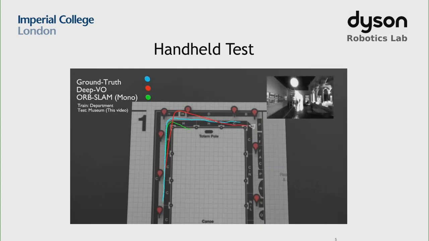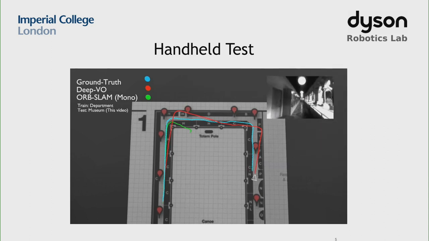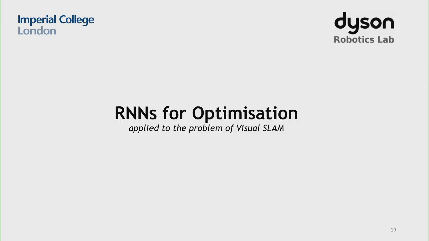So you can see from the green one, the traditional approach actually accumulates so much error and scale drift that it completely loses track of where the person is walking. Whereas the learned one still has a very reliable estimate of the motion. Okay, so that was the first part of my talk on basically using vanilla RNNs for visual odometry.